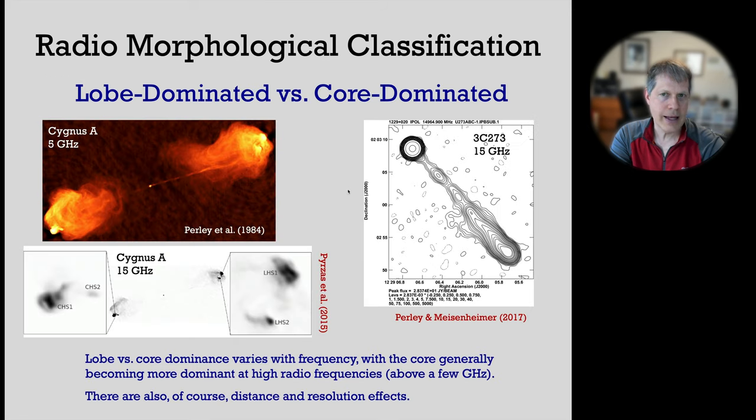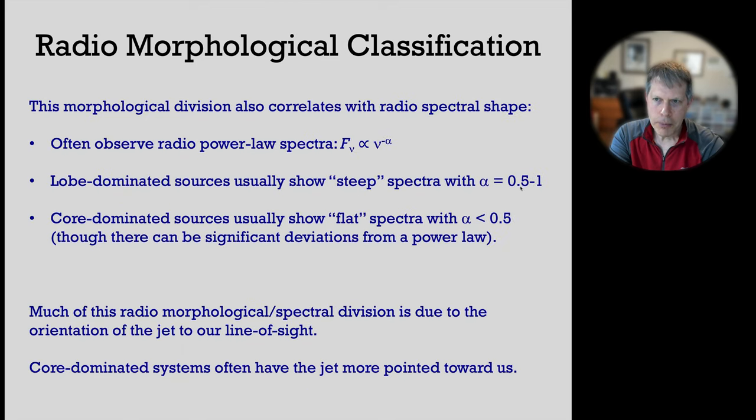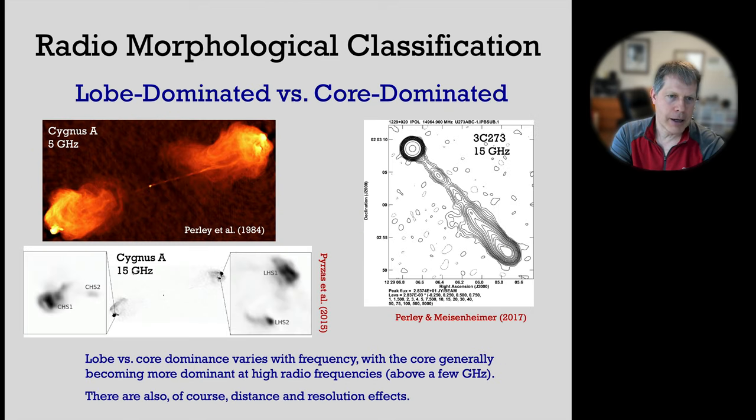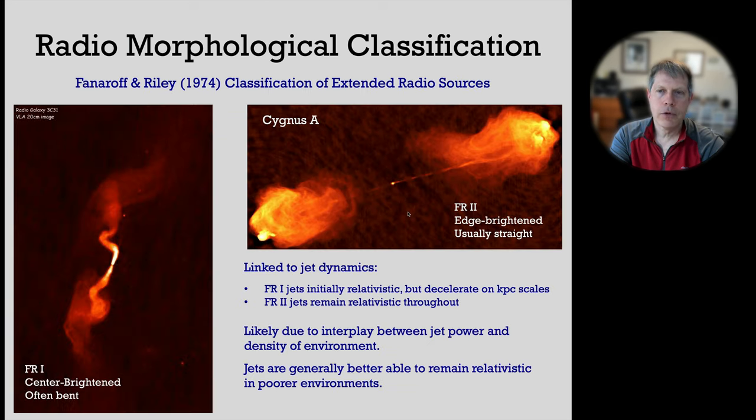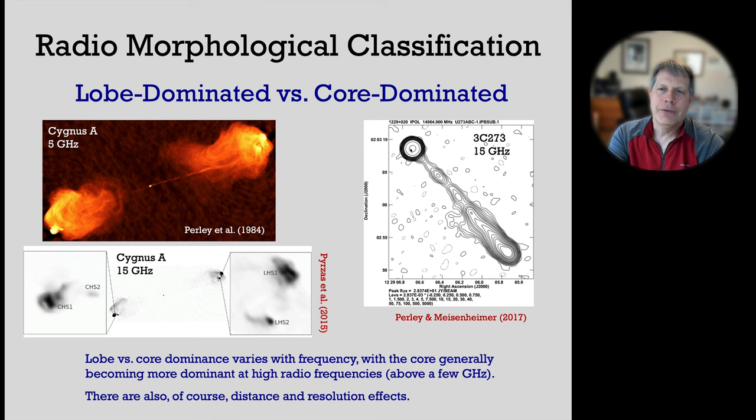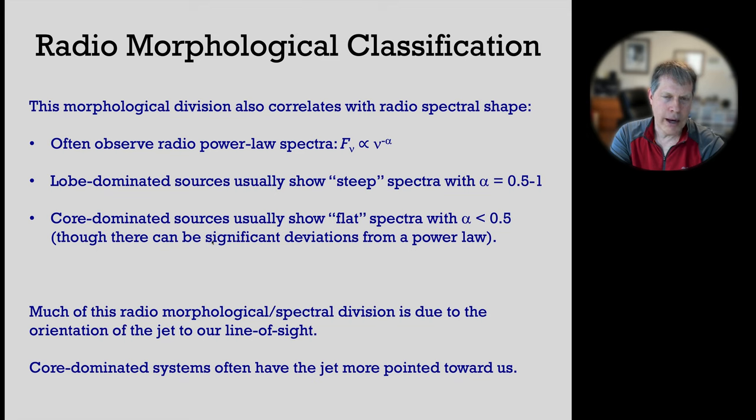And you can appreciate that again here in the sense that, for steep spectrum objects, as you go to low frequencies, the lobes become much more fractionally prominent. So that radio slope is referring to this phenomenon comparing 15 gigahertz and 5 gigahertz. Whereas in contrast, the core-dominated sources usually show flat spectra with alpha less than about 0.5 or so. These core-dominated sources tend to have the flat radio spectra.